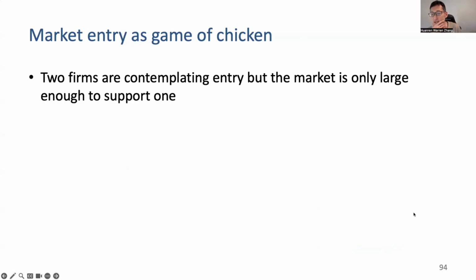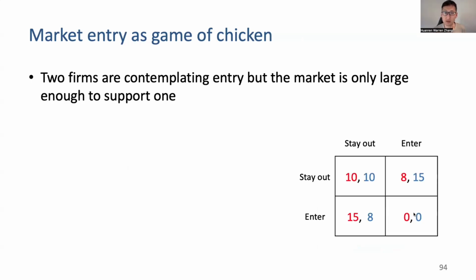This game of chicken can also help us to understand or can be used to model market entry. Right? So for example, two firms are contemplating entry, but the market is only large enough to support one company in this whole industry. In this case, the two firms can stay out or can choose to enter this market. And the best action, whether to enter or stay out, depends on the other firm's choice.